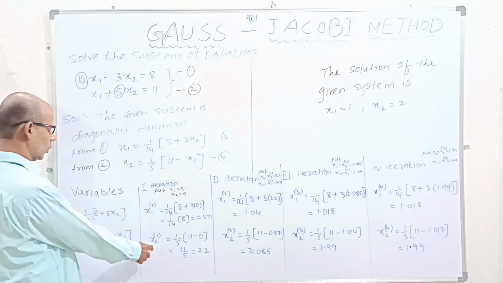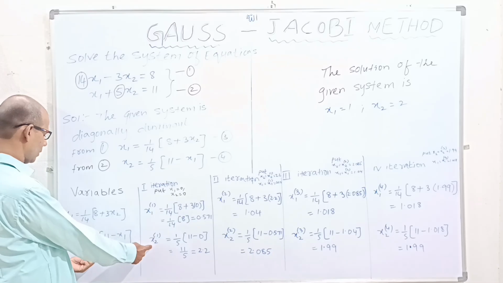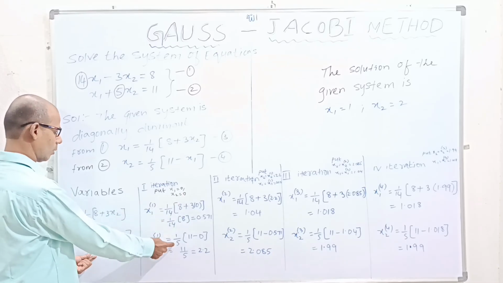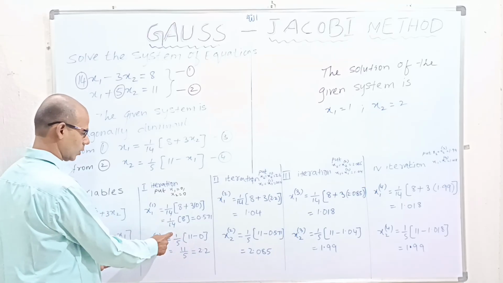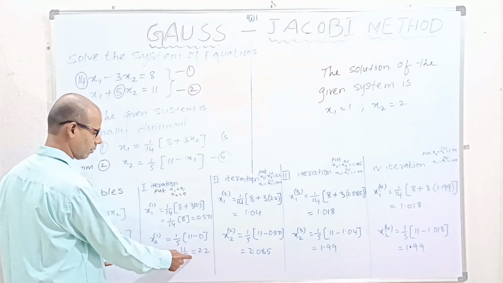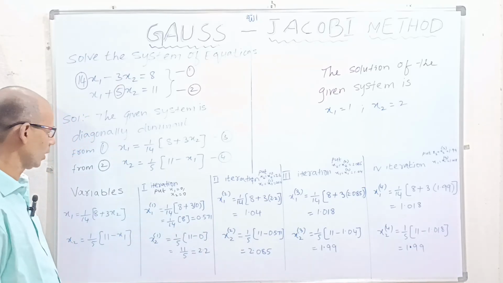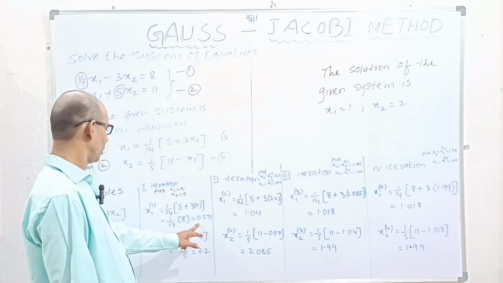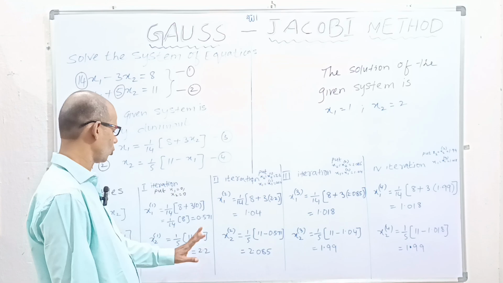Similarly, to get the first iteration of the x2 variable, I have to put 0 instead of x1. Therefore 1 by 5 into 11 minus 0. So 11 minus 0 is 11. So 1 by 5 into 11 is 11 by 5, and on simplifying, we will get 2.2. So now in the first iteration, we have x1 as 0.571 and x2 as 2.2.